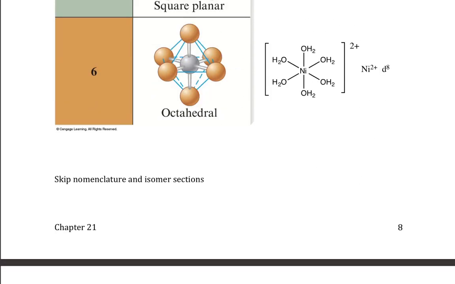We are skipping the nomenclature and the isomer sections. So when you read over the chapter, you can know that you won't be tested on those two sections.